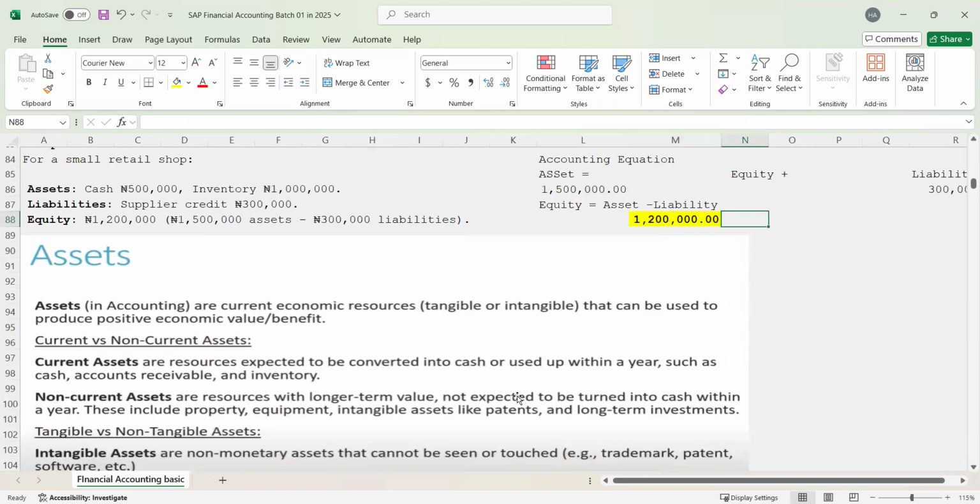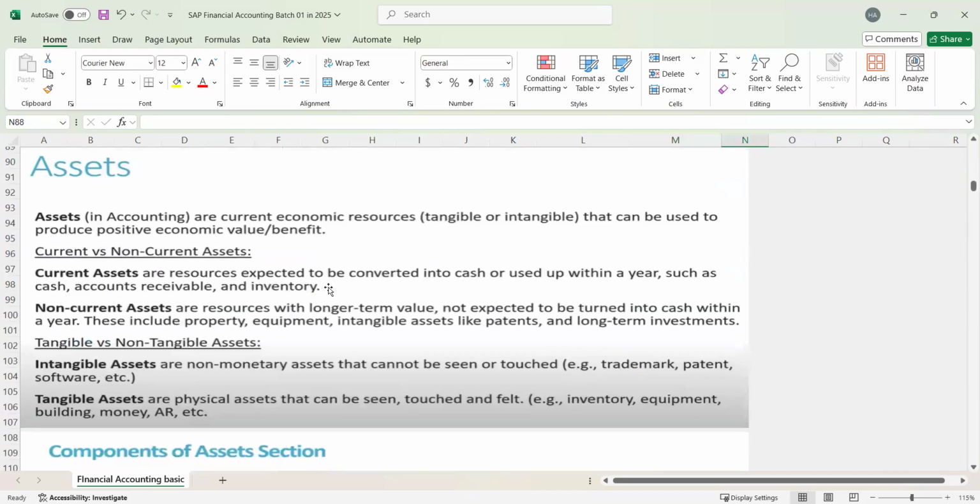Okay, let's continue. So assets, we'll just give further the theoretical part of what an asset is. We say assets in accounting are current economic resources, or you call it tangible or intangible. So these are broader explanations or theory of what an asset means, because assets could be tangible and they could be intangible, and they can be used to produce positive economic value.